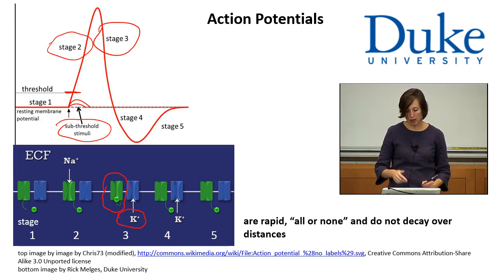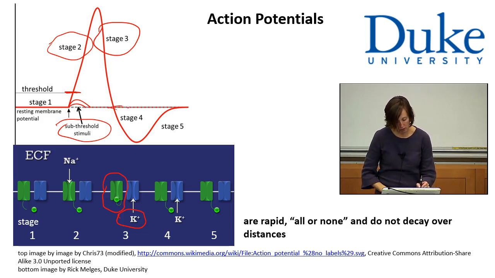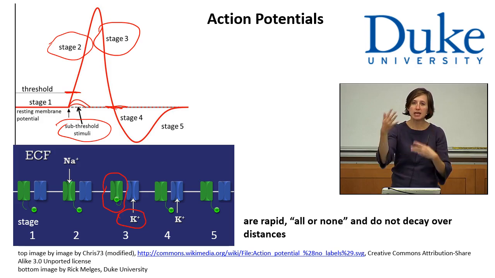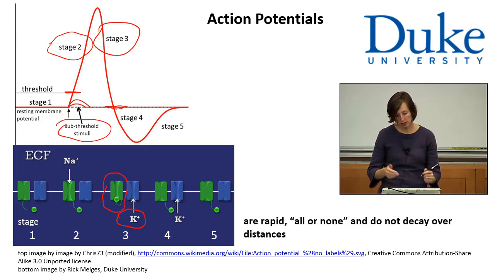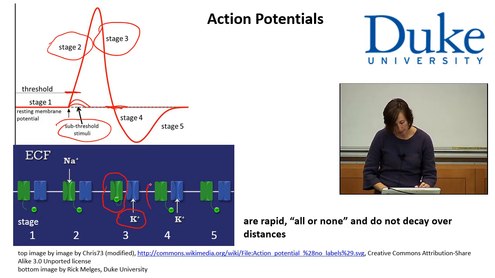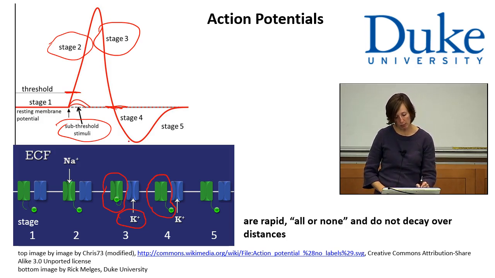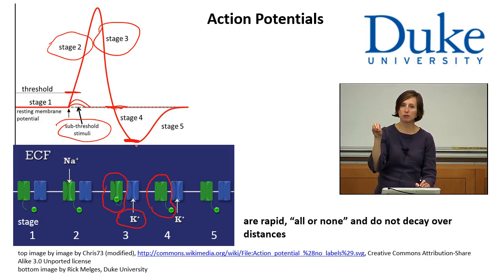In stage 4, now we've come back down to rest. And so now we're starting that reset of the channels where now the sodium channel is going to be able to close, which is what's shown here. So it could, in theory, be opened at this point. The potassium channels are going to be slow to close, and so they're still going to stay open. And so that's why we're going to go below rest and get to the equilibrium potential for potassium.